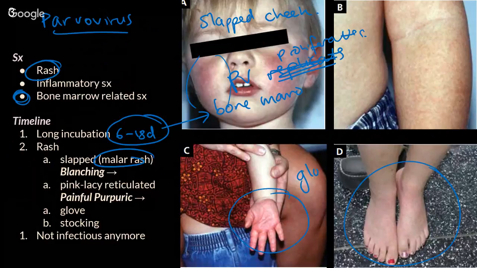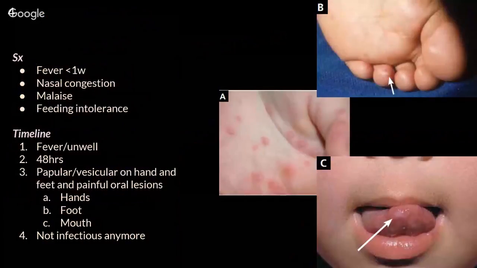So this is a rash in the glove and stocking distribution. So that is another common way that parvovirus can present. So glove and stocking. And the important thing about this is that it's painful. Okay, it's painful, and it's also purpuric. Okay, as you can see, you can clearly see that's a purpuric type rash right there. Okay, otherwise, what we see here is just a pink, lacy, reticulated rash.